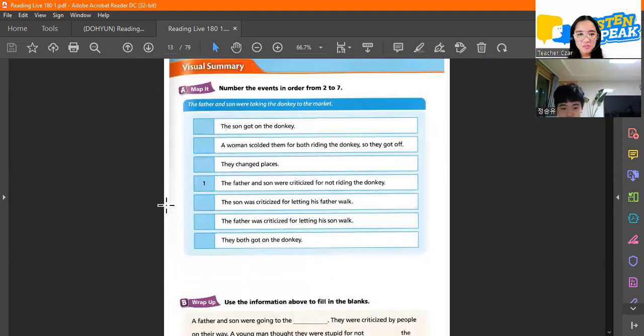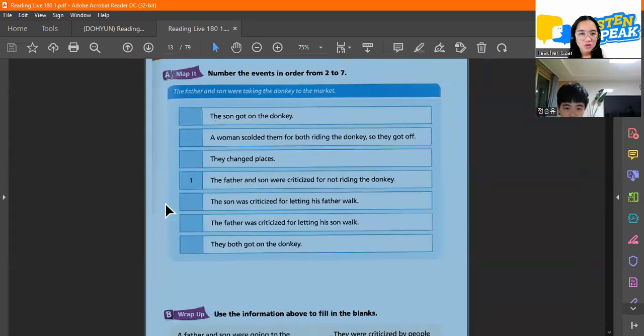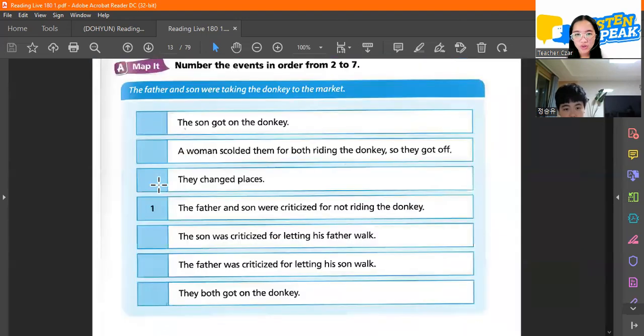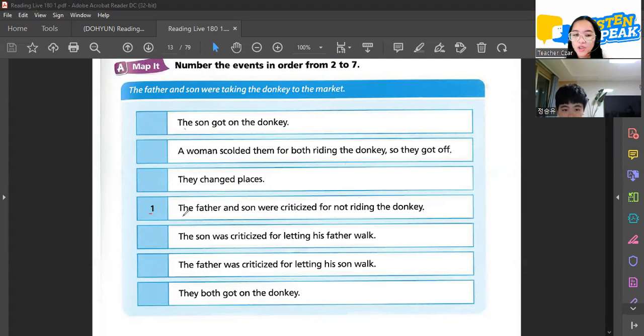So this one is the visual map, and we need to number the events in order from 2 to 7. This one is all about the father and son taking the donkey to the market. So number one is this: the father and son were criticized for not riding the donkey. So what do you think is number two? The son got on the donkey. Okay, that is number two. Next one.